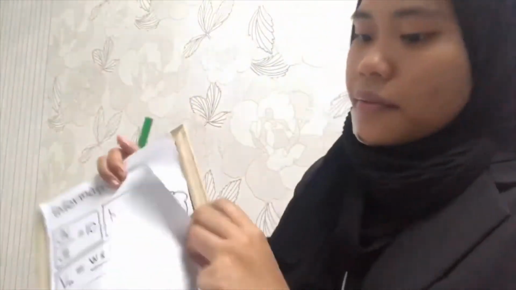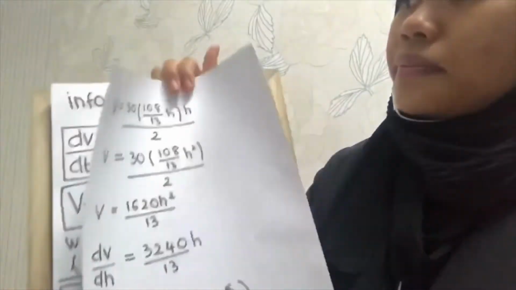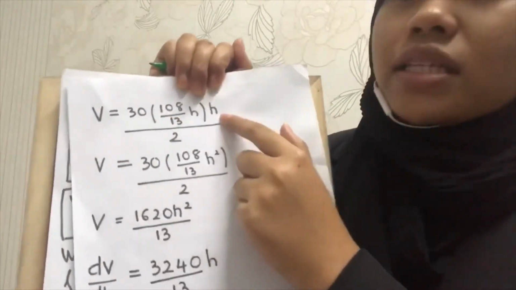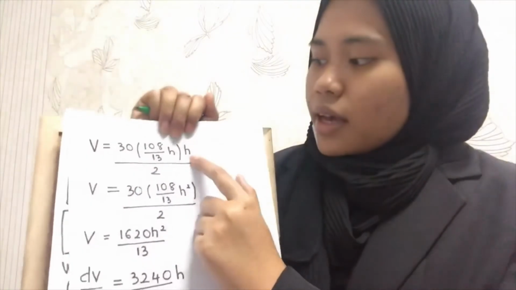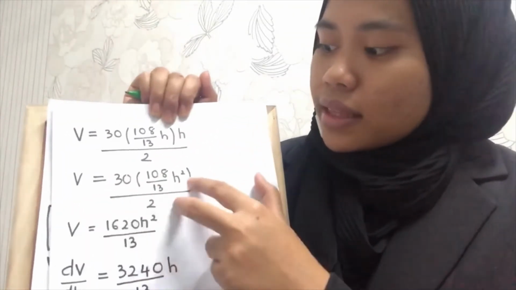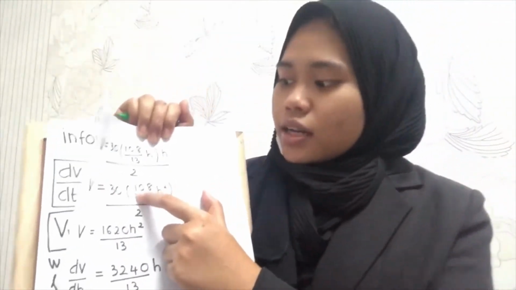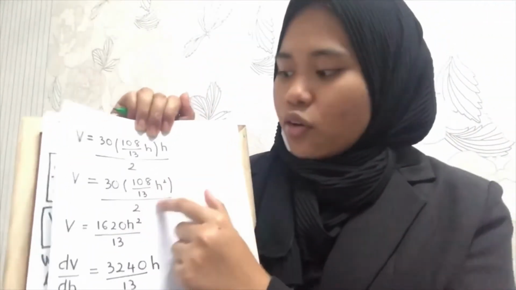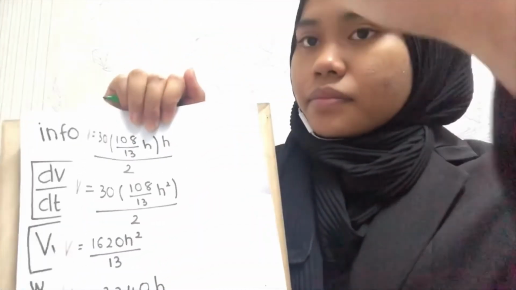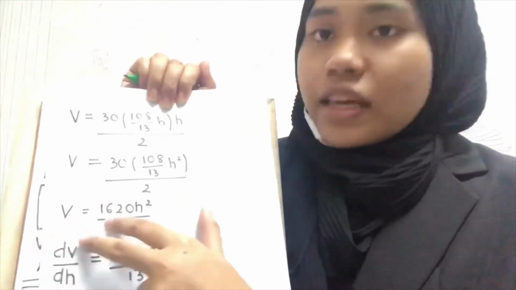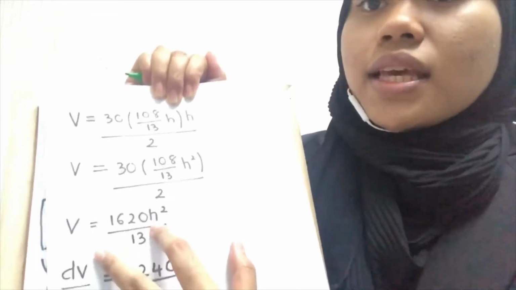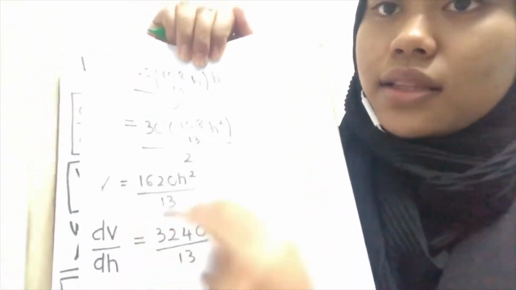Okay, so we get this one. We put L inside, and then we must multiply by H inside of this. So we get 30 multiplied by 108 H squared over 13, divided by 2. Okay, so we get V equal to 1620 H squared over 13.